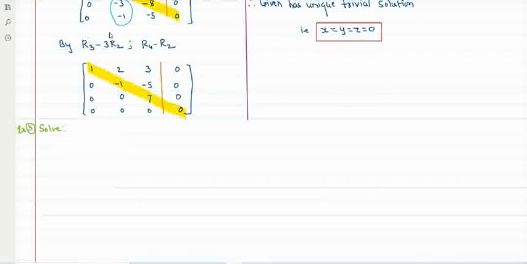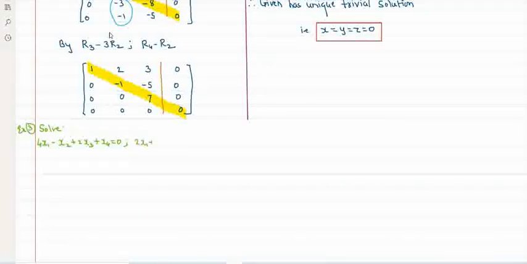First equation is 4x1 minus x2 plus 2x3 plus x4 is equal to 0. Second equation: 2x1 plus 3x2 minus x3 minus 2x4 is equal to 0.